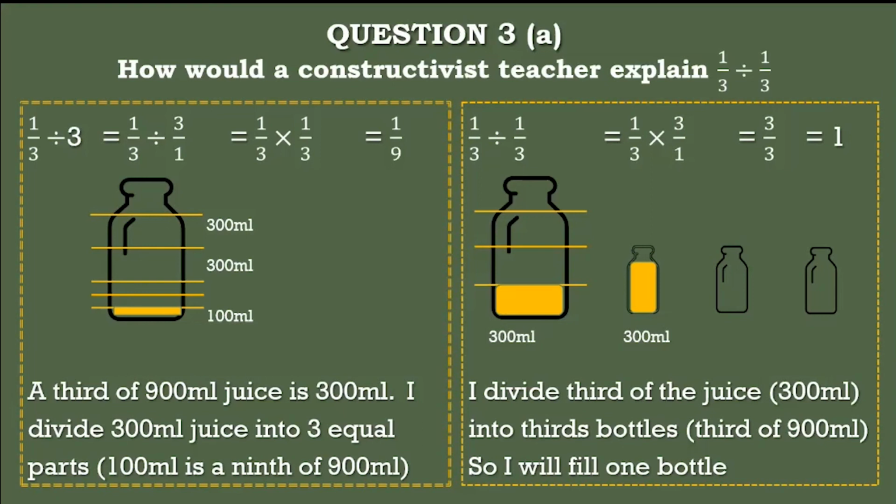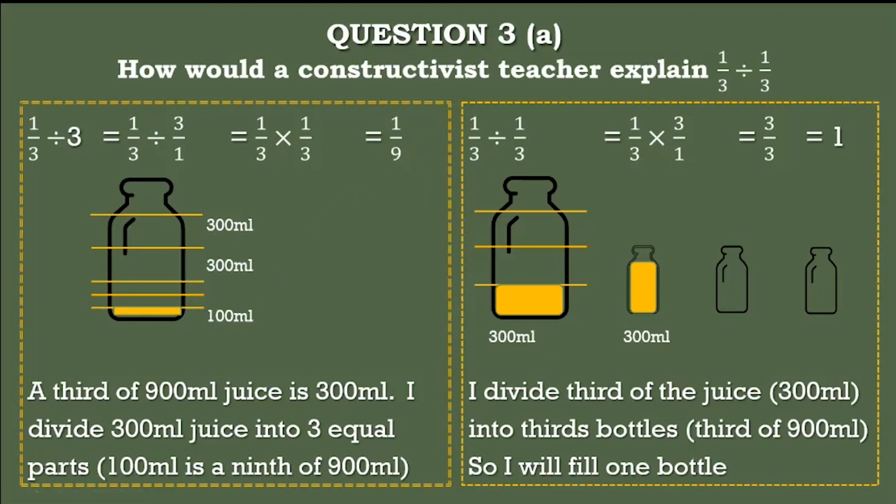There's a bottle. This bottle can take 900 milliliter of juice. So if you divide this bottle in thirds, the first third will be 300 milliliter, then 300 milliliter, and then 300 milliliter. A third of 900 milliliter juice is 300 milliliter. I divide the 300 milliliter into 3 equal parts. That is your sum there on top. It is 1/3 divided by 3. 1/3 divided by 1, 2, 3 parts. And I take only that part. And that is 100 milliliter. So 100 milliliter is 1/9 of 900 milliliter. There is the 1/9. That is why a third divided by 3 gives me 1/9.